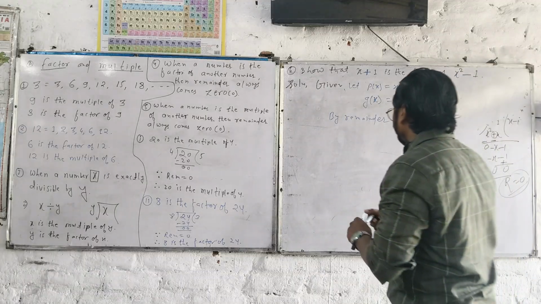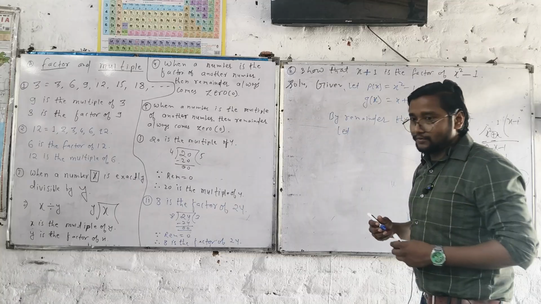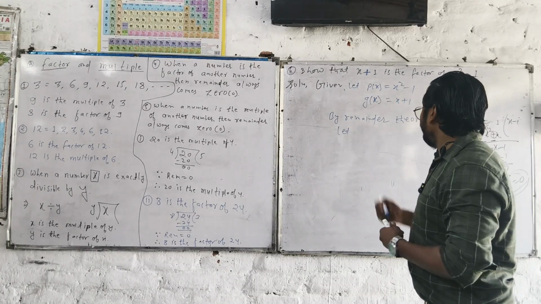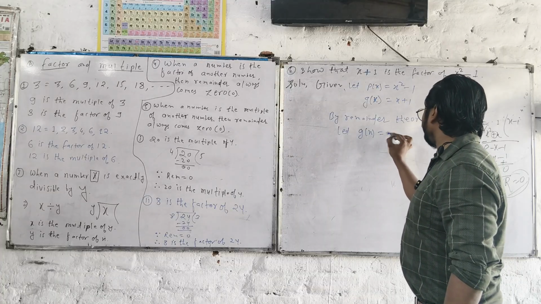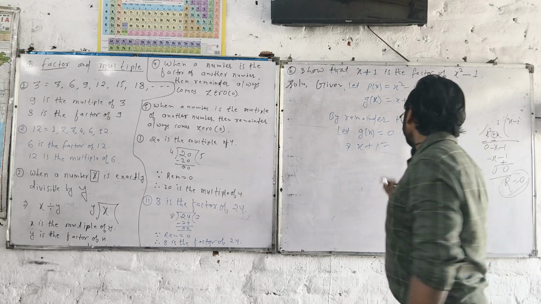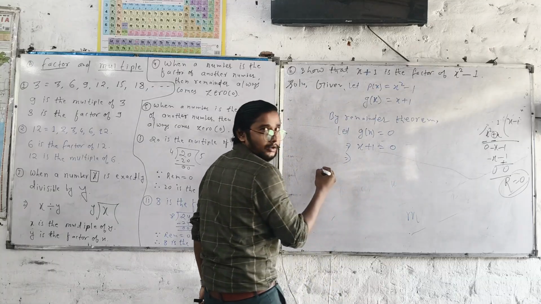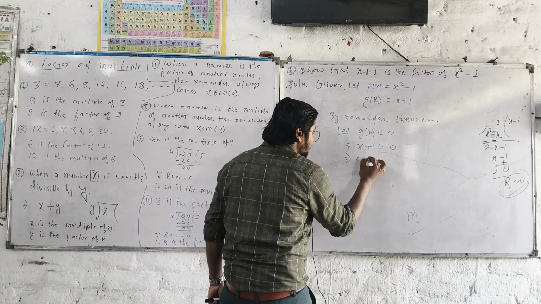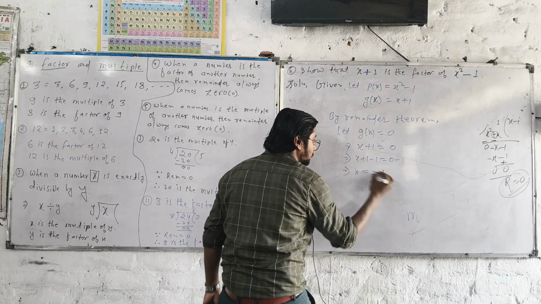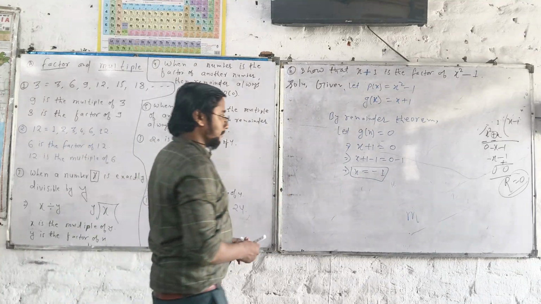By the remainder theorem, let g(x) equal to 0. What is the value of x? x plus 1 equal to 0. So x plus 1 minus 1, 0 minus 1, right? So x equal to minus 1, right?